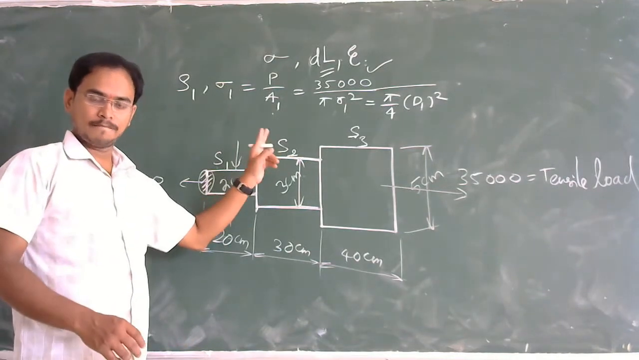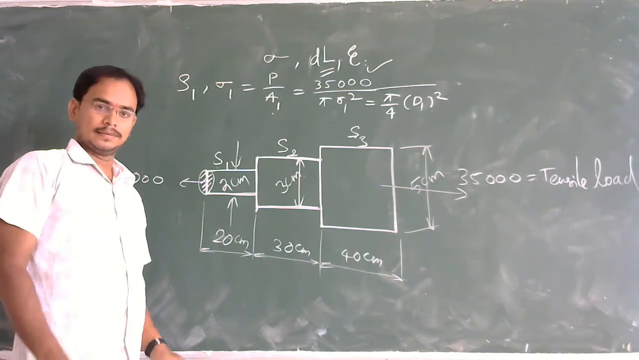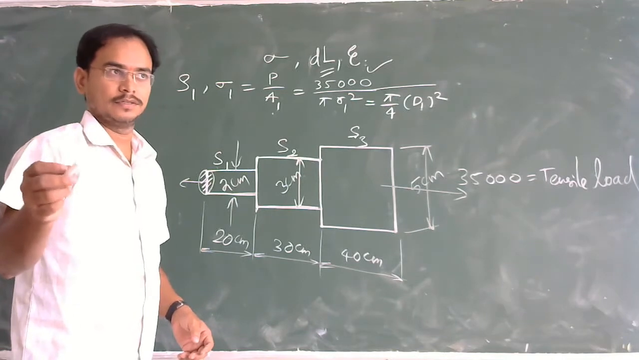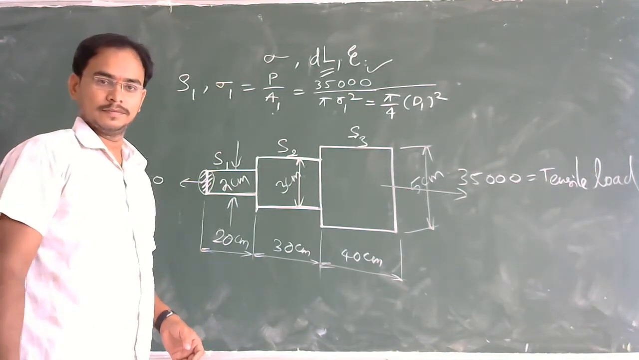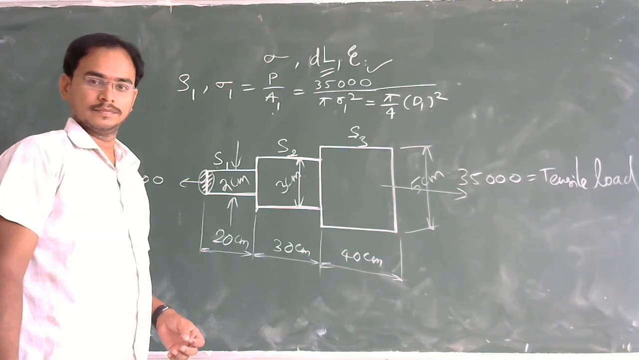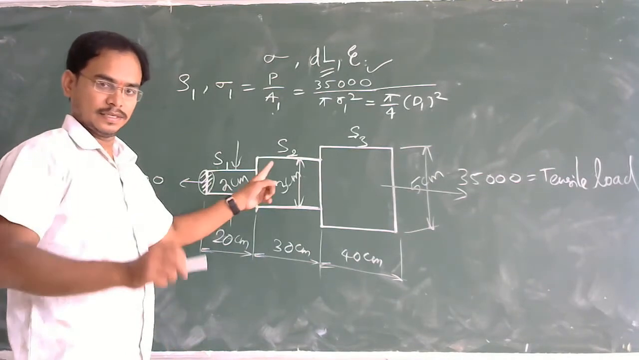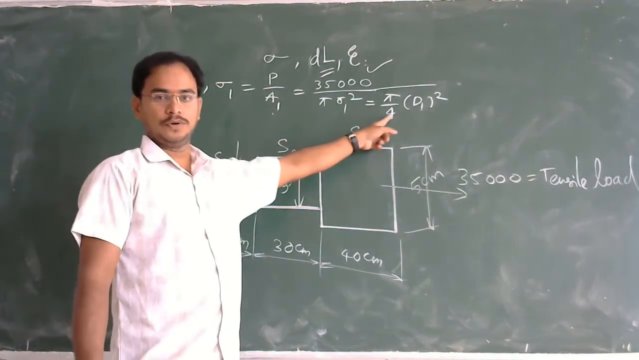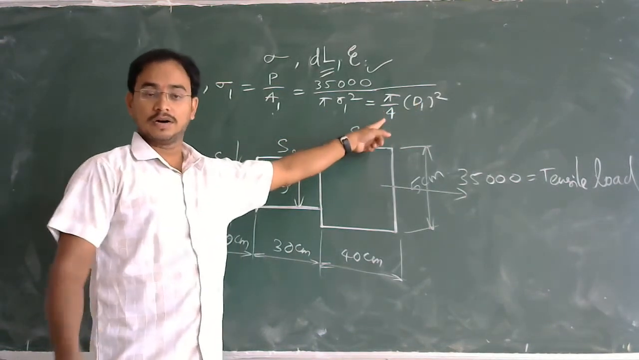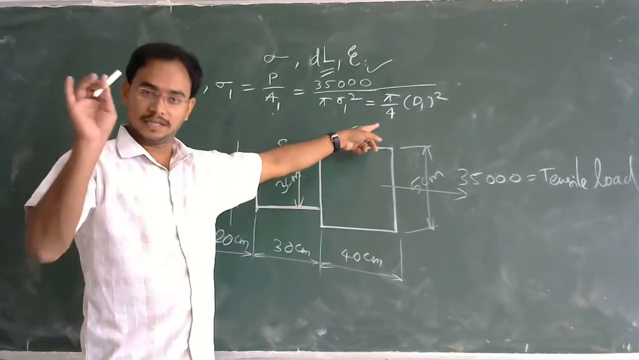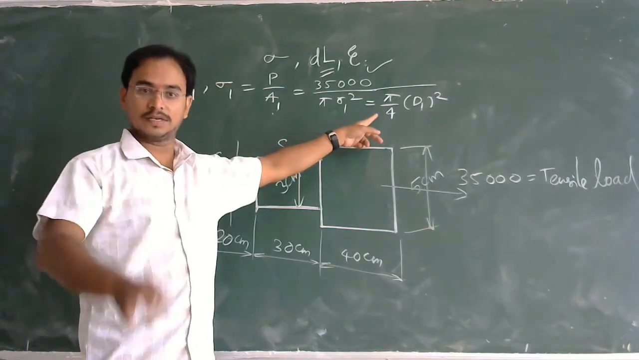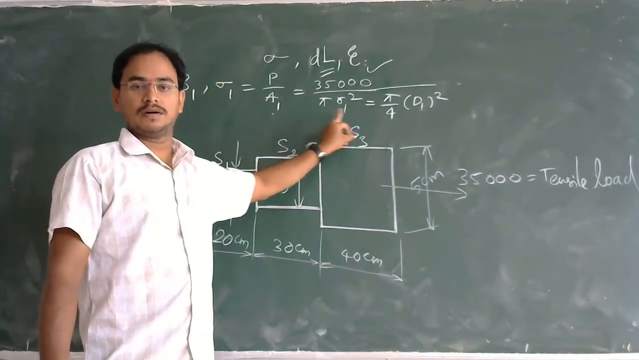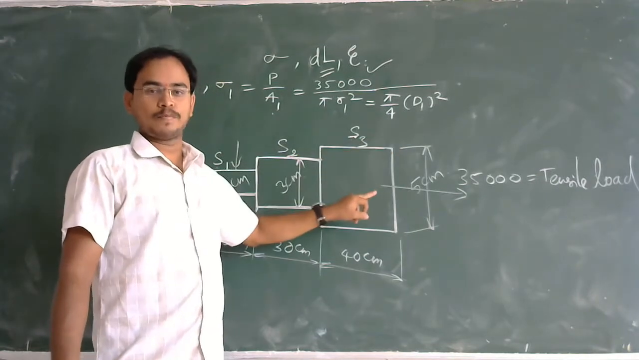Is this clear? Yes, sir. Is this clear, madam? Yes, sir. Pi r square is equal to pi by 4 d square. The area of cross section is always, the formula is same for a circle: pi r square or pi by 4 d square.